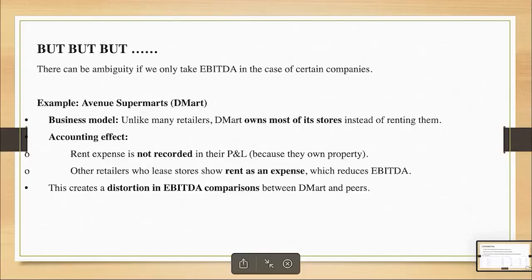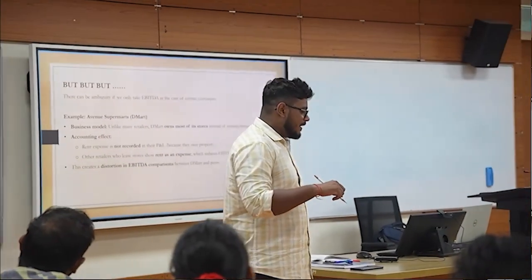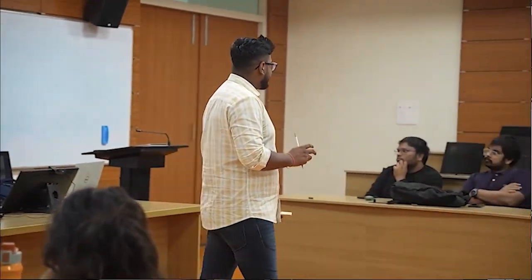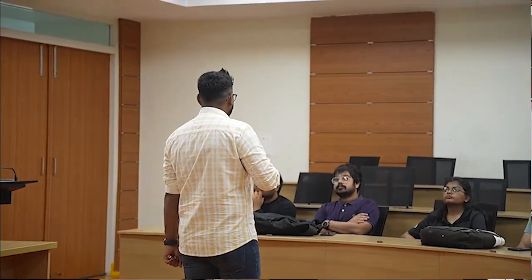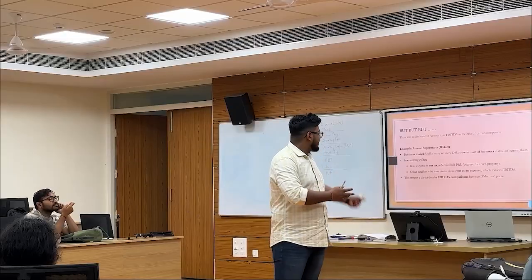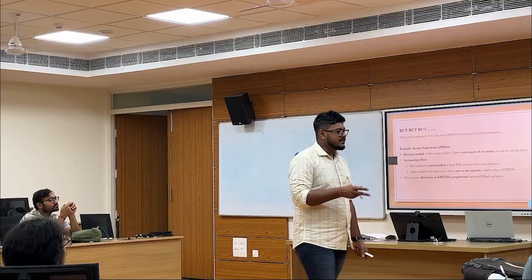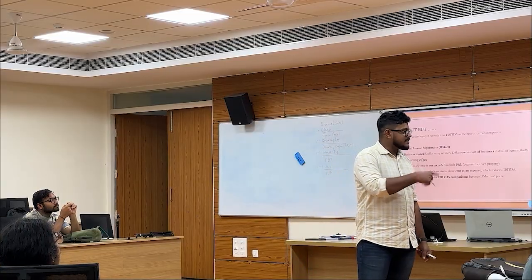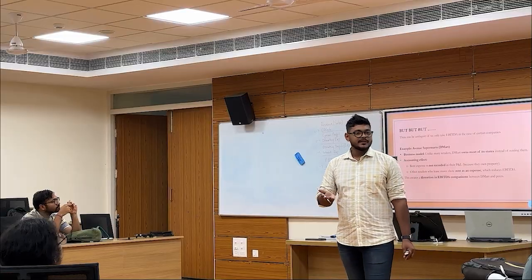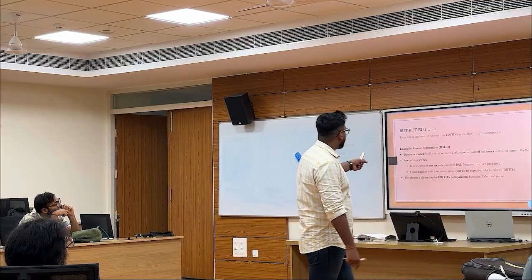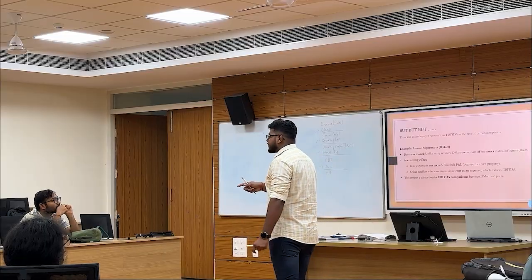But there is an ambiguity if we take only EBITDA as the denominator. Why is there an ambiguity? Because there may be certain companies which are not paying rent. For example, DMart owns the property in which it is doing business. So it doesn't have the component of rent. It is not paying rent, so it is not subtracted from EBITDA. So we cannot compare apples with apples.